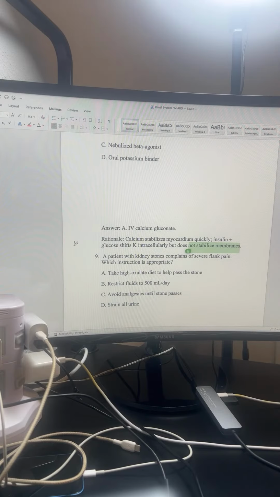All right. A patient with kidney stone complains of severe flank pain. Which instruction is appropriate? A, take high oxalate diet to help pass the stone. B, restrict fluids to 500 mils per day. C, avoid analgesics until the stone passes. Or D, strain all urine.